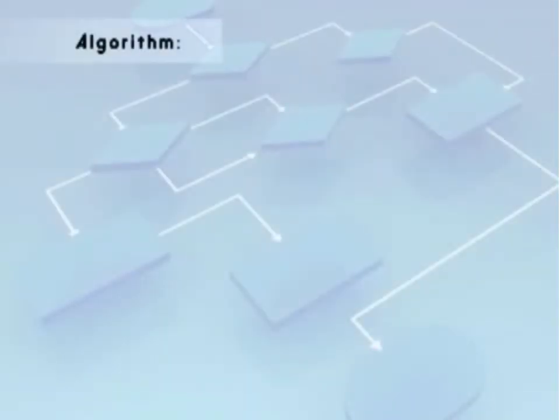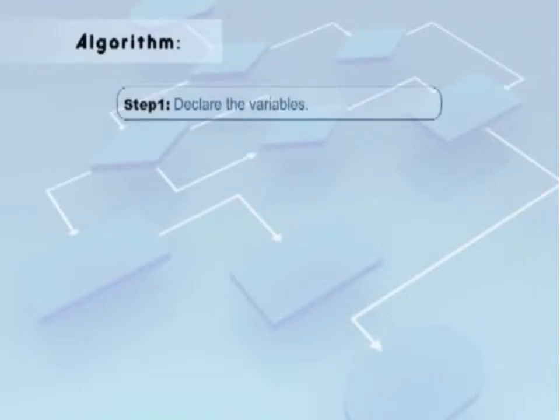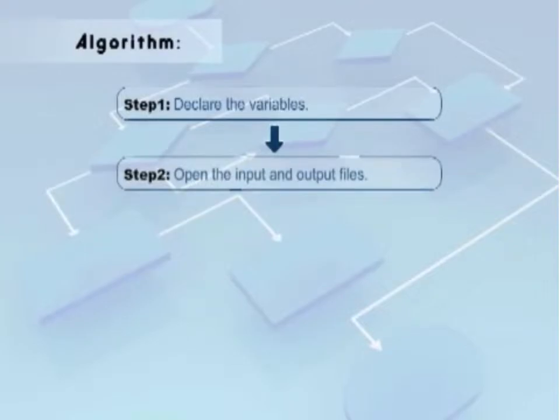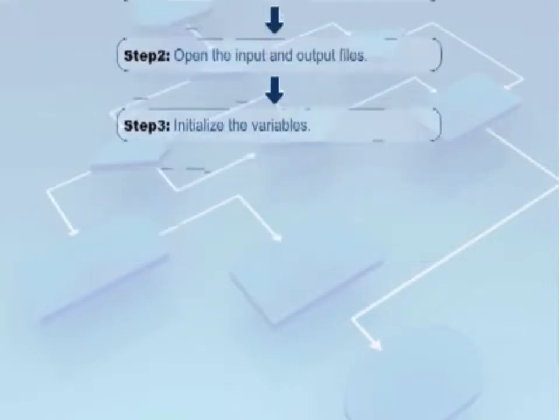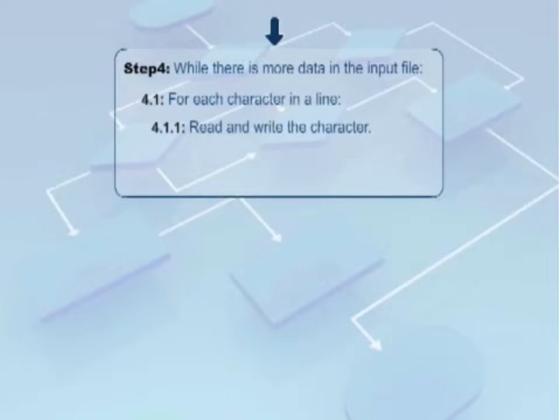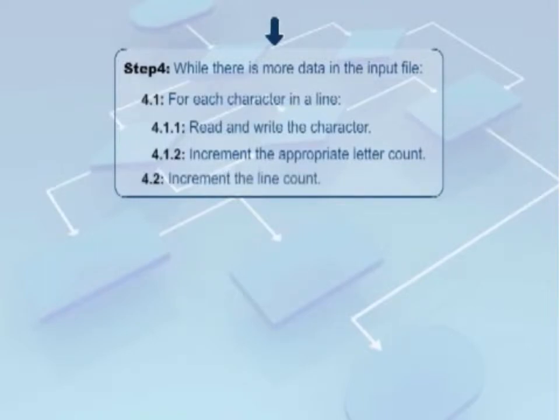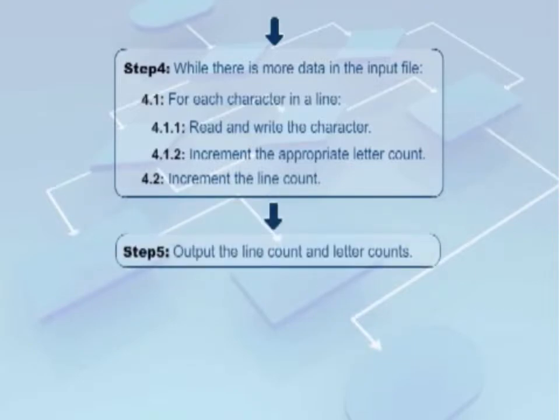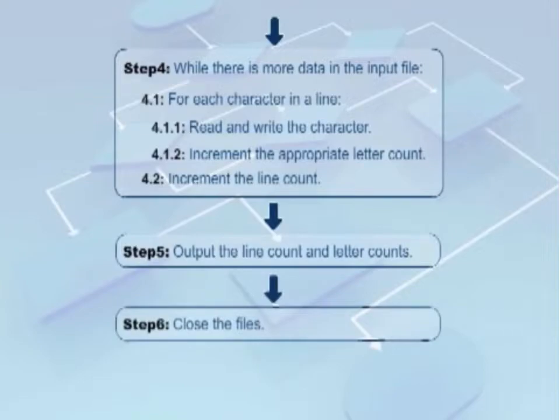To write the program, first you need to design the algorithm. First, you declare the variables. Then, open the input and output files, and initialize the variables. While there is more data in the input file, for each character in a line, you need to read and write the character, and increment the appropriate letter count. Then, increment the line count. With this, output the line count and letter counts, and close the files.